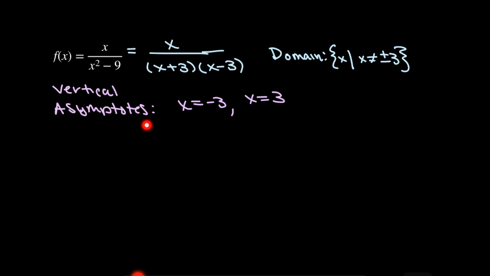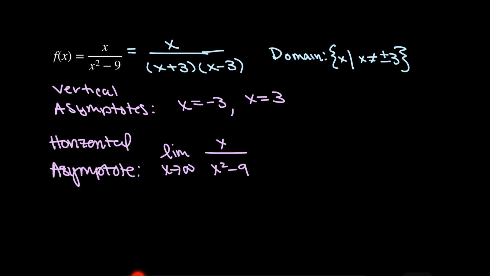Vertical asymptotes are going to occur at those zeros of the denominator. There are no common factors, so my vertical asymptotes are going to occur at x equal -3 and x equal 3. To find my horizontal asymptote, I can take the limit as x goes to infinity of this function.